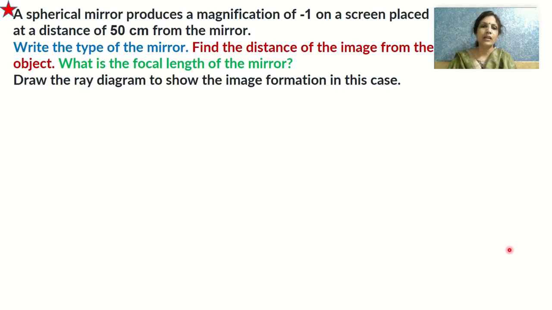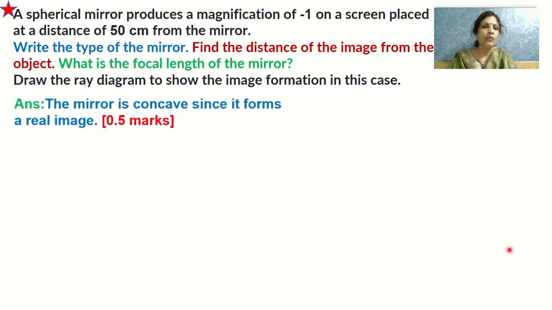Now we are given that the magnification is -1 and the image is formed on the screen, which is placed at a distance of 50 centimeter from the mirror. So the mirror is definitely a concave mirror because it is forming a real image. To identify the image, half mark will be given. We are asked find the distance of image from the object.